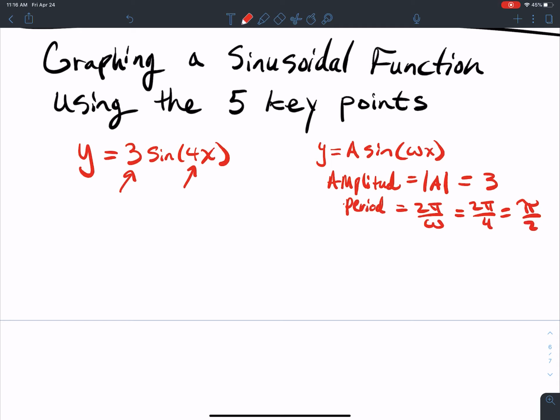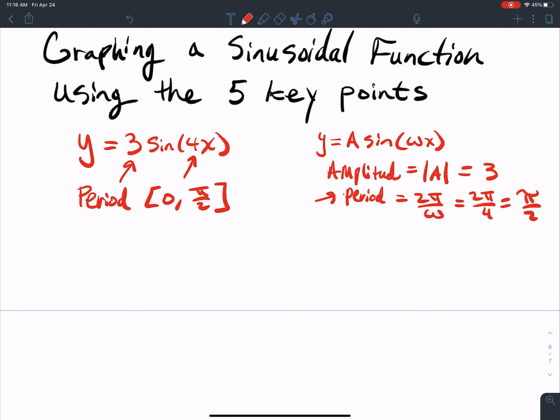All right, now that I have the amplitude and the period, what I'm going to do at this point is subdivide the period. The period is from 0 to pi over 2 as found here. I'm going to subdivide it into 4 equal lengths. So we're going to take it on our number line and divide it into 4 equal subintervals.